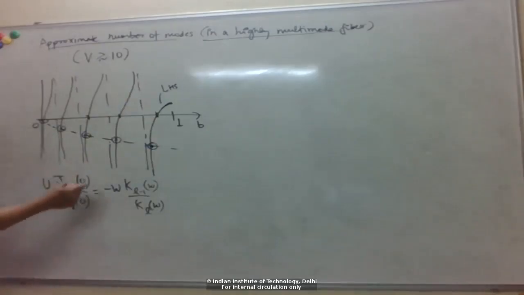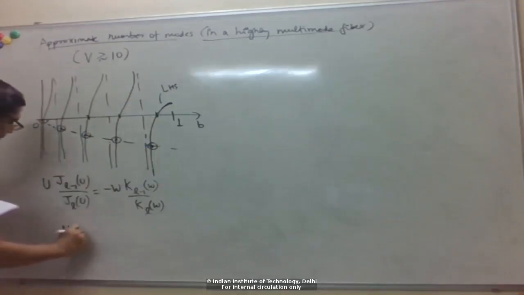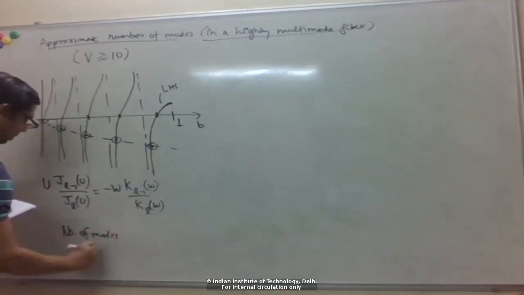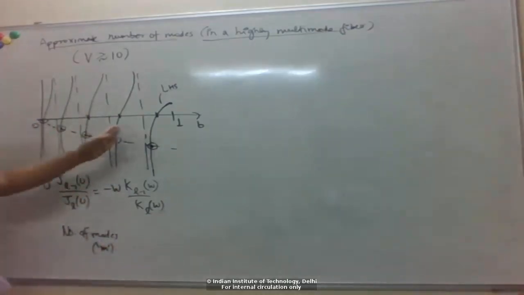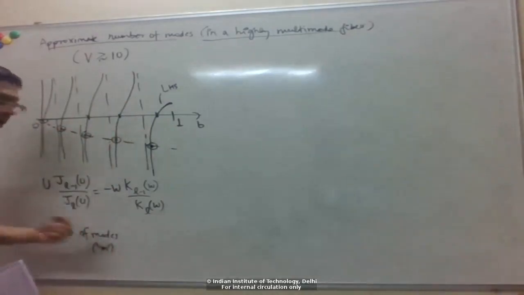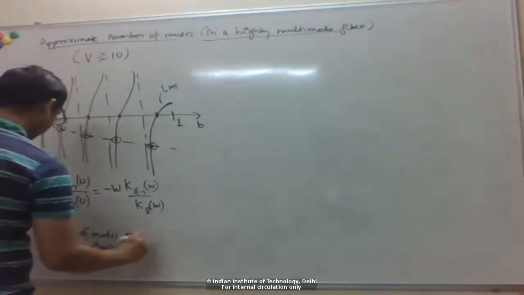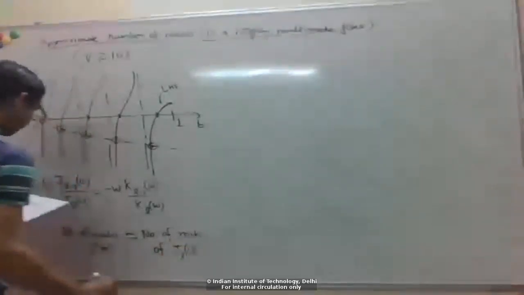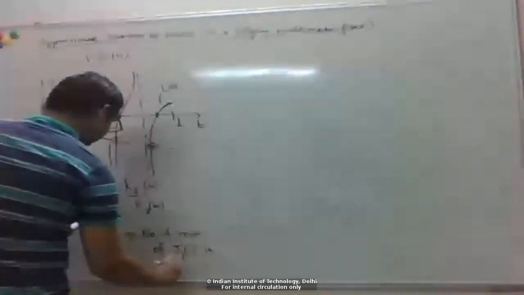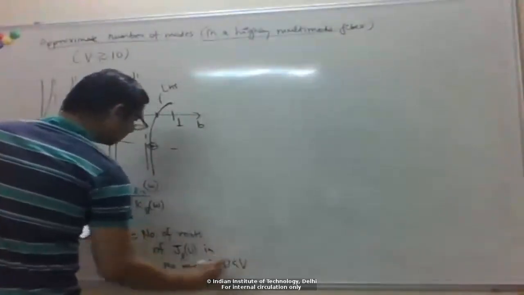So we can say, for example, roughly the number of modes, m, right? So this is for a particular value of L. The number of intersections we get are basically the number of m values we get. So the number of modes for a particular L is basically roughly the number of roots of this Bessel function in the range zero to the V value.